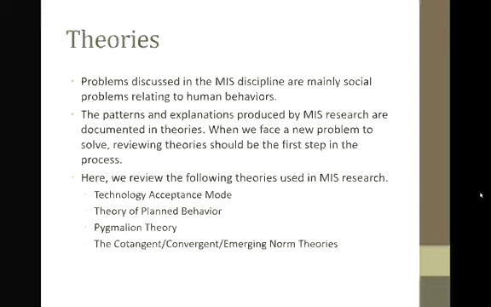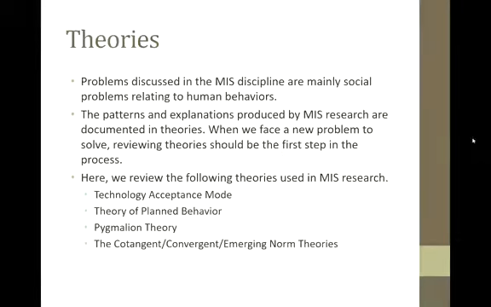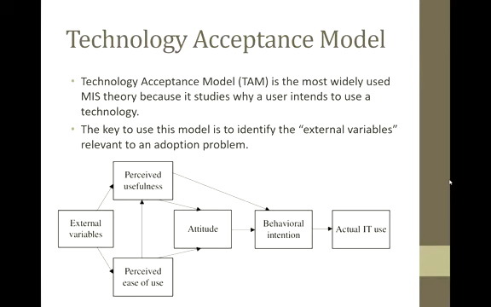The technology acceptance model is one of those theories, foundations, and frameworks that the MIS field borrows from the psychology field. The other three are more like traditional psychology theories: planned behavior, Pygmalion theory, and the contingent convergence and emergent norm theory. Some of them are individual cognitive psychology theories. The last one is more of a social psychology theory. If you understand those theories, feel free to use them more, but I will focus on the technology acceptance model here.